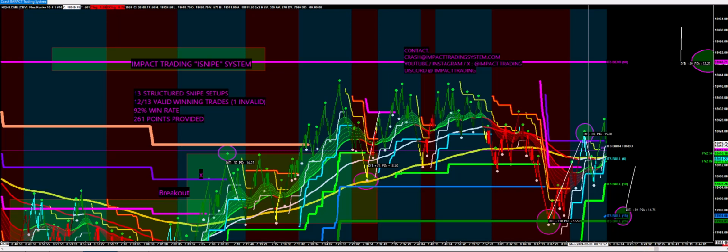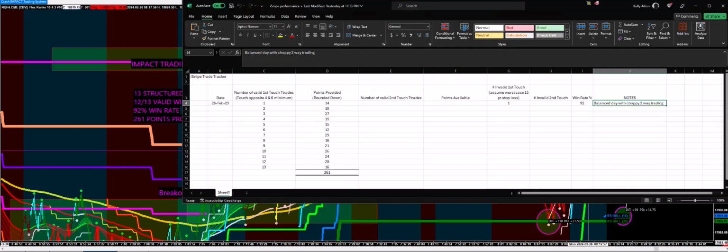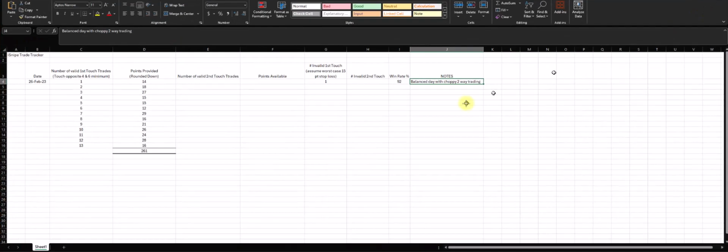So we're going to pull up an Excel worksheet and track some stuff. Hopefully you have a pen and paper, because I'm going to ask you to take some notes, okay? Basically I want it to look like this, where I show you yesterday, Monday, and then we do this together for today, Tuesday. I want to track by date the number of valid first touch trades, the points provided that were possible to have gotten, how many invalid first touches we had, and what the win rate was.